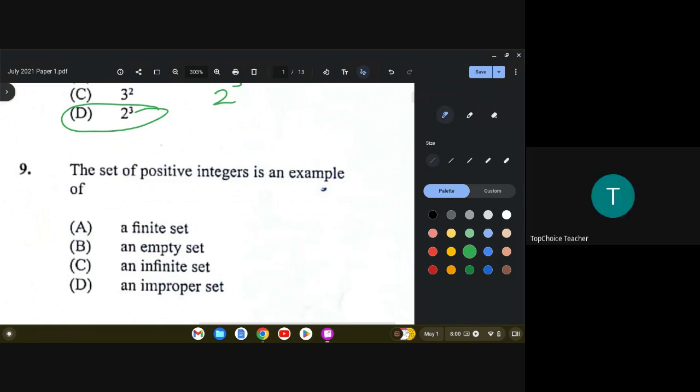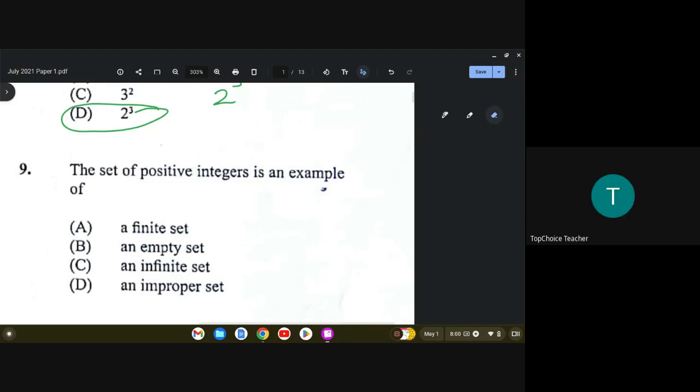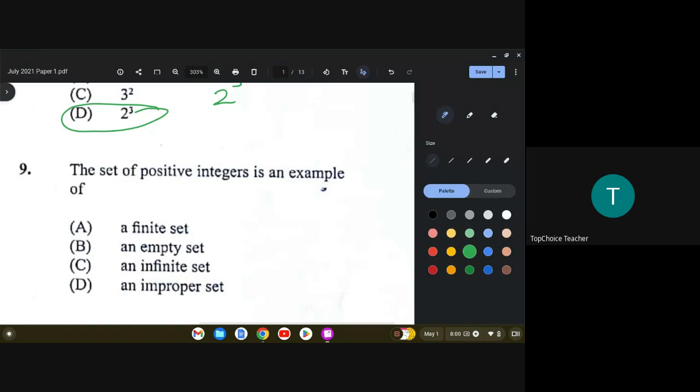The set of positive integers is an example of what type of set? An infinite set, finite, empty, improper? What do you think? Positive integers. What is an integer? Do you remember? Integers are positive and negative numbers, basically, right? So what type of set would you classify this as? Infinite. It is infinite because you could count from now to forever and you are never going to reach infinity. So this is actually an infinite set, right? So that will be the infinite option.